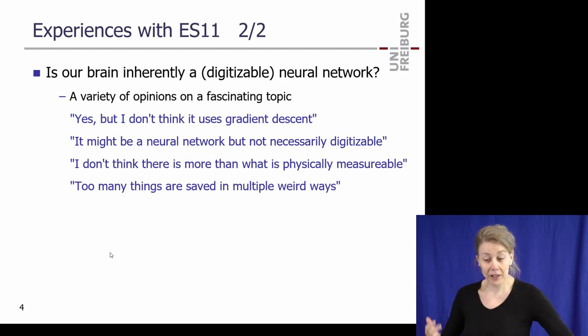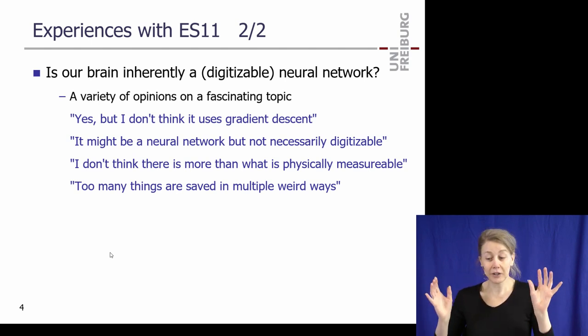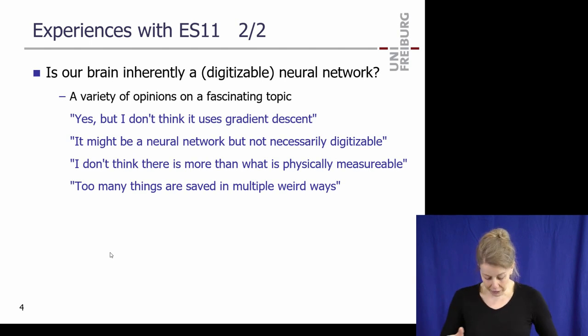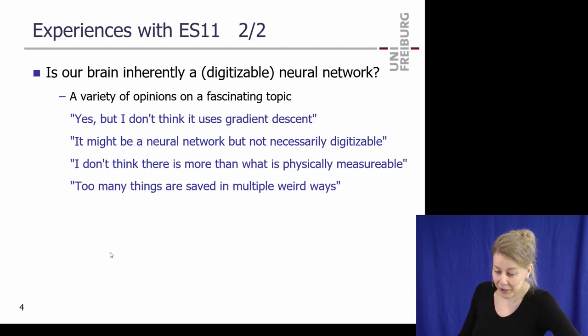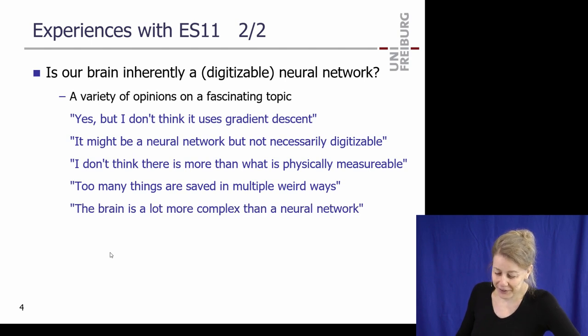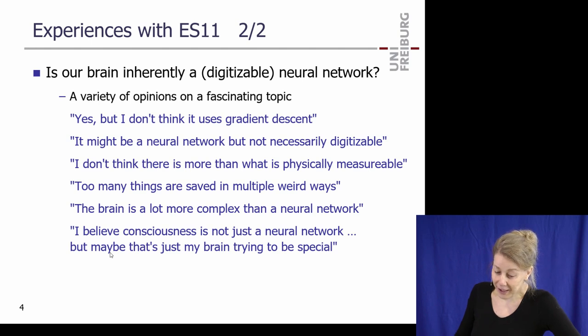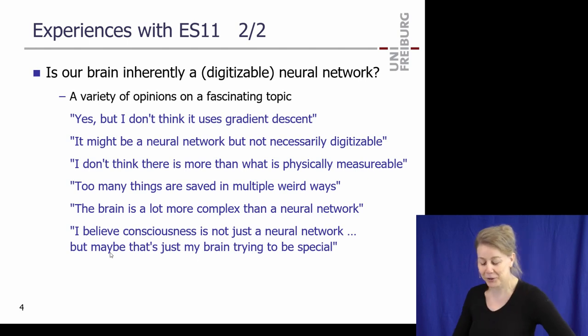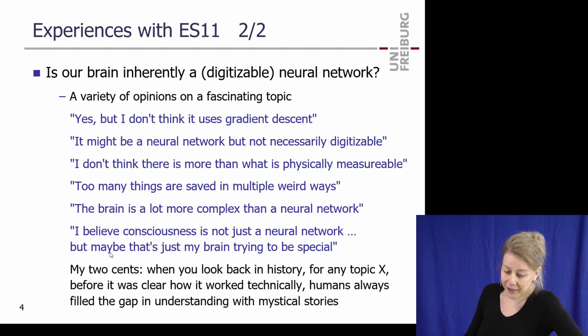Too many things in the body are saved in multiple weird ways, right? It's not only in the brain, a lot of intelligence is also in our gut, bowels, everywhere, cells across the body, so somehow distributed intelligence, and we're only beginning to understand this. The brain is a lot more complex than a neural network. I believe that was also a very clever remark, I think. It's not just a neural network, but maybe that's just my brain trying to be special. Yes, we humans want to be special. I also added my opinion.